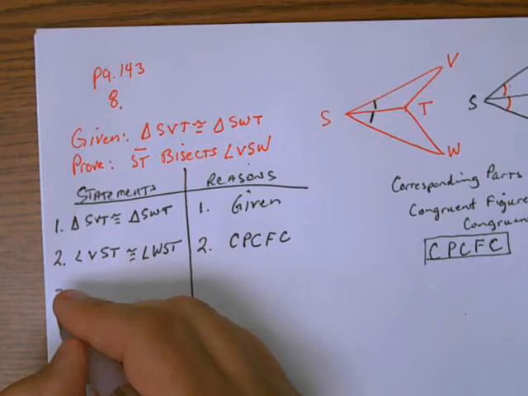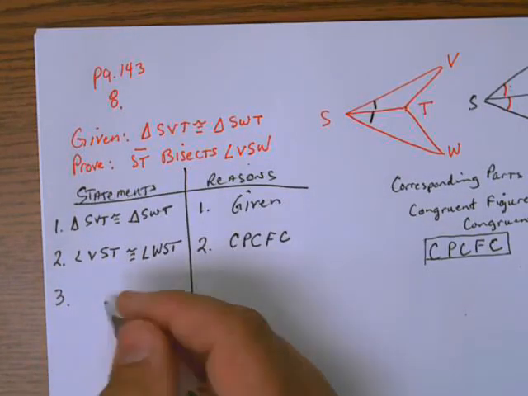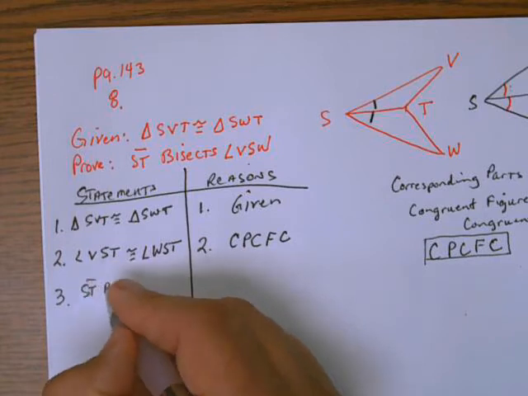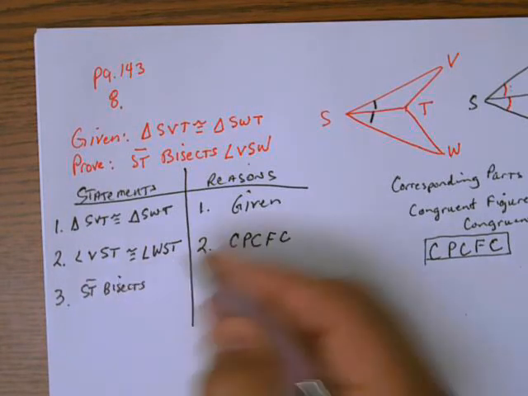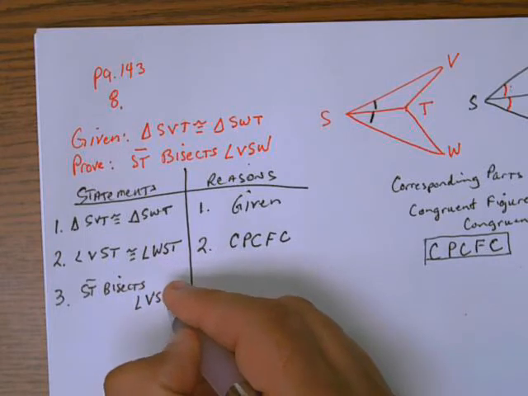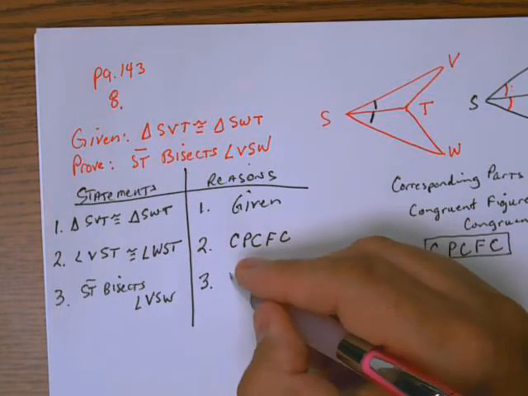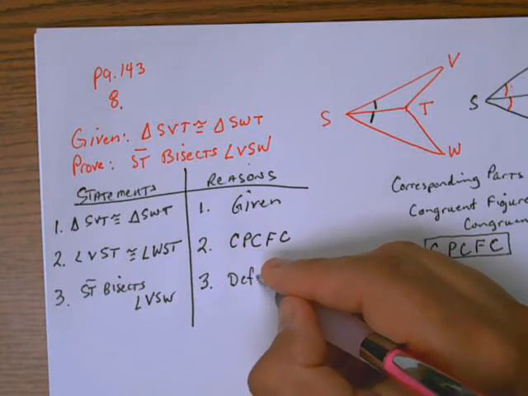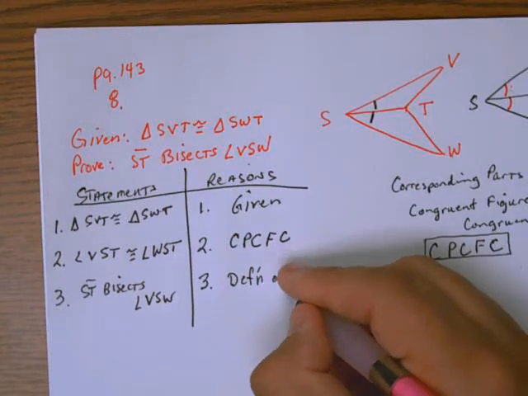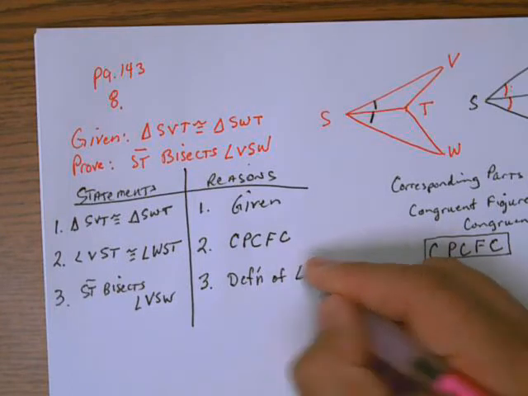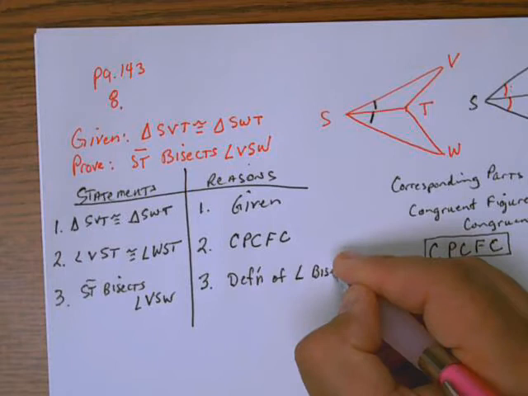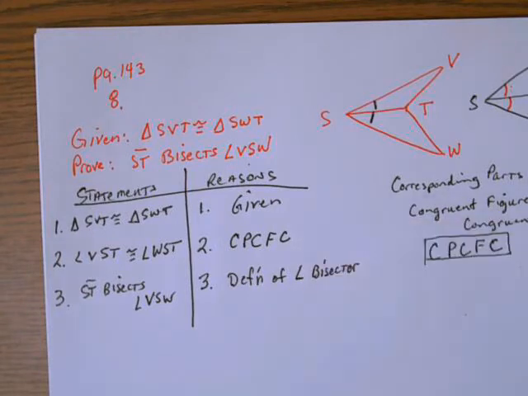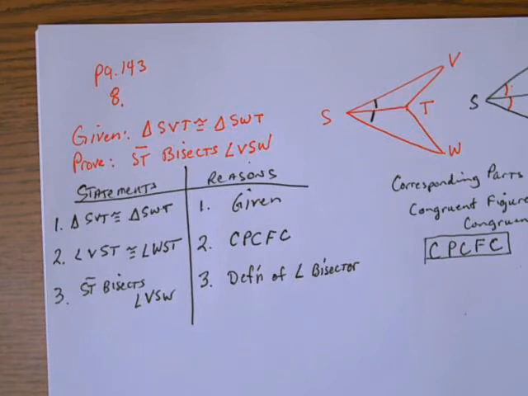So then step 3, can I say what I'm trying to prove? Yeah, that's usually my last step. ST bisects angle VSW. Sometimes this reason's hard to come by, but it's the definition. I'm going to abbreviate that. Definition of angle bisector. I don't mind if you abbreviate. Proofs take a little time. What is this? DEF'N. That's an abbreviation for definition.